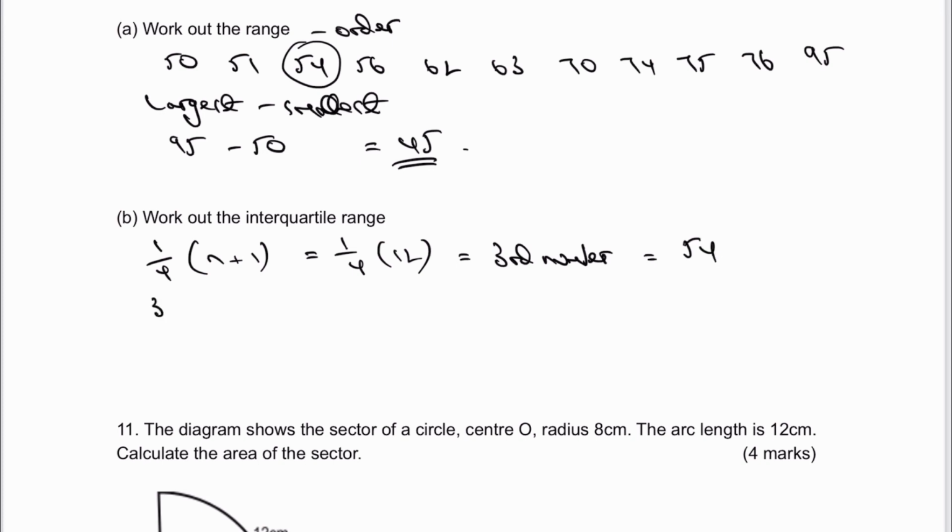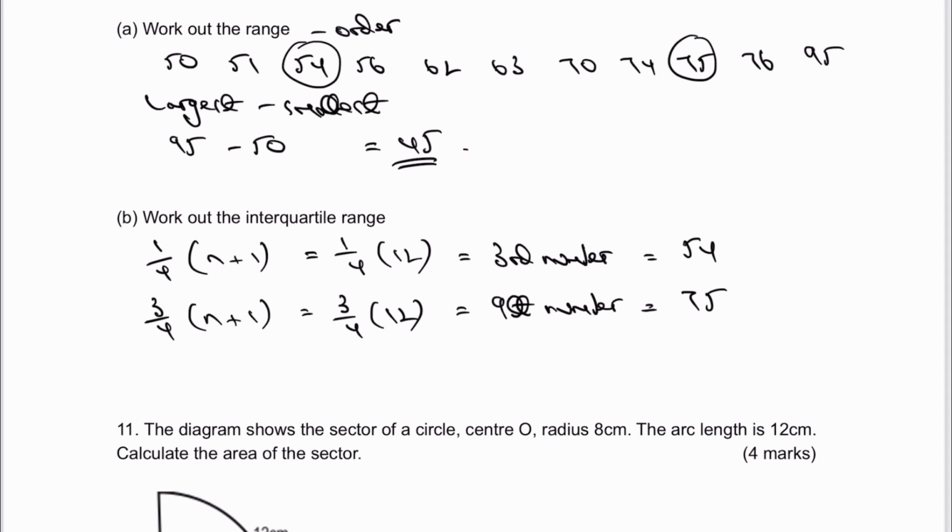The upper quartile is going to be 3/4 of n plus 1, which is 3/4 of 12, so basically it's equal to the 9th number. If you count those along, that's actually going to be 75. Now, I'm very aware that there are other ways of doing this. This is the way I personally prefer to do it, but I do appreciate that other people might cross out numbers and do all sorts of things. So the interquartile range is going to be equal to the highest number take away the lowest number, 75 minus 54, which is going to equal 21, and that would be the answer to question number 10.